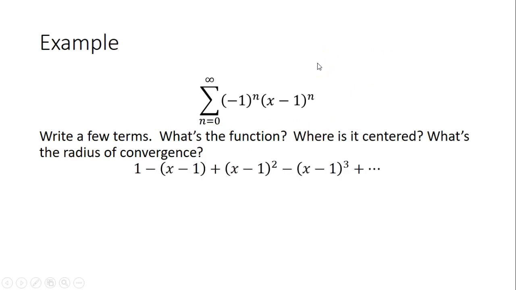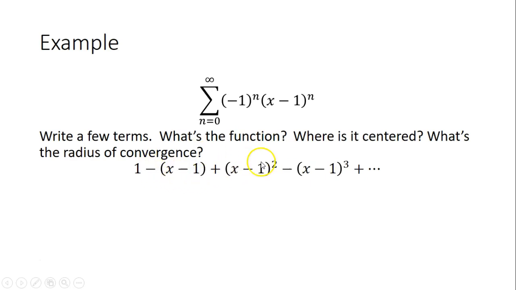Well, let's write out the first few terms first. If you plug in 0, -1 to the 0 is 1, x minus 1 to the 0 is also 1, so we get 1. Next term is going to be negative. This is going to alternate every time, because if n is even, it'll be positive, and if it's odd, it'll be negative. So we have a negative term now, and we have x minus 1. We have plus x minus 1 squared, then minus x minus 1 cubed. That's going to keep going. The power will keep going up and it'll keep alternating. That's all it is.